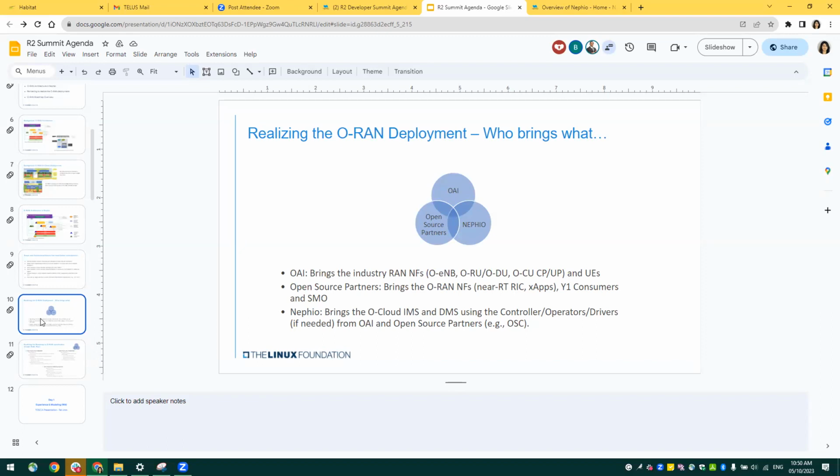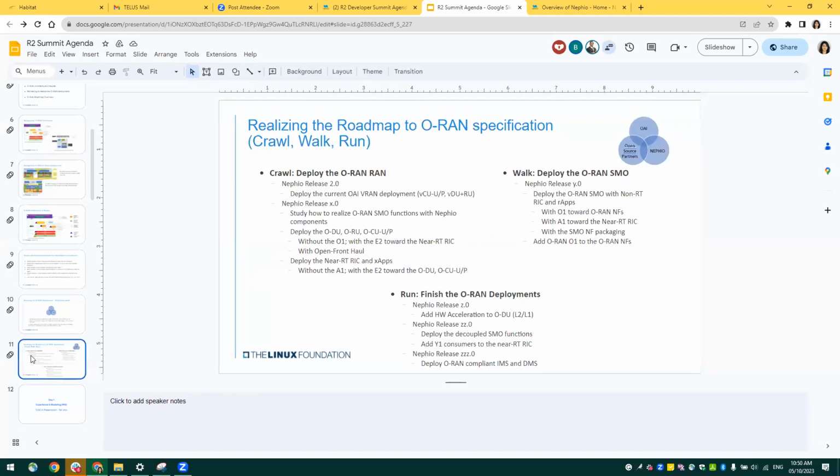And slide 11 is an approach where we crawl, walk, and run with specific types of deliverables per Nephio release. We don't necessarily want to commit to Nephio release versions, but this is what, for instance, we could expect. To the best of our knowledge today, it could evolve, so that's not cast in stone. That's what Tim will cover.